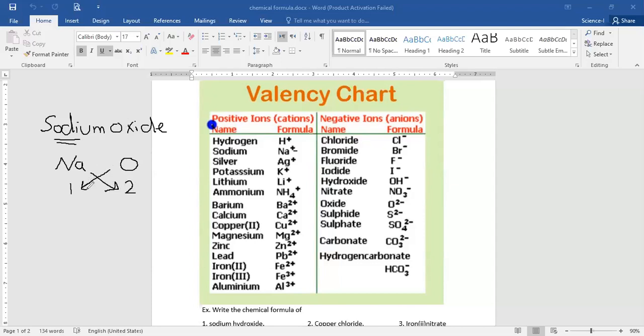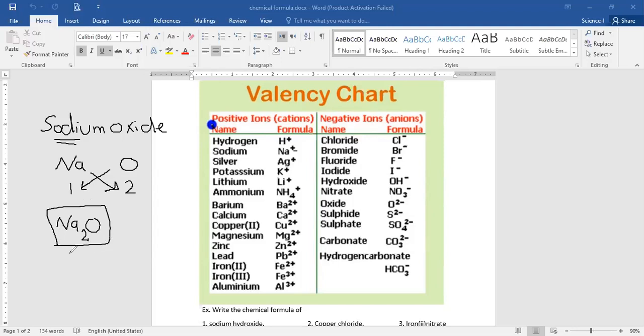Then we are going to switch the numbers. The elements stay in their positions, meaning sodium is still first, but the numbers switch. It will take 2 while oxygen will take the 1. So it will be Na2O. A good idea? We don't write the number 1, because when there is no number, it means 1. Is it clear here, guys? Clear for everyone? So like this, we call this sodium oxide.